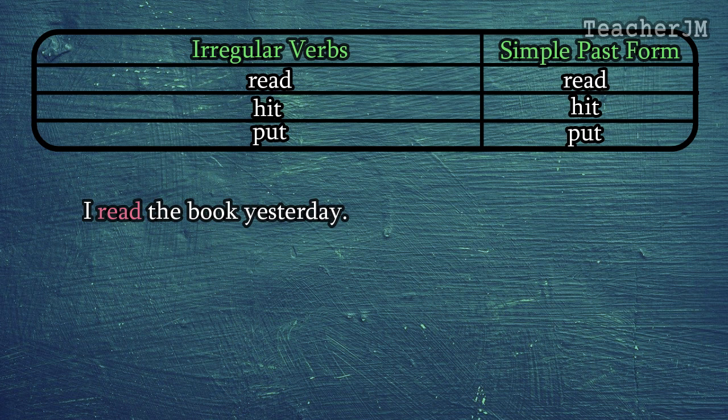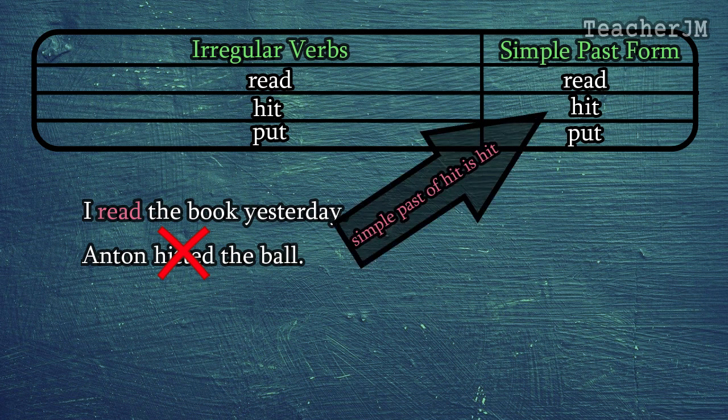Another, we cannot have this statement in English. Anton heated the ball. This sentence is not right. The simple past form of hit is hit as well. The verb must not change. Hence, to feature this word with the simple past tense correctly, one may say Anna hit the table yesterday.